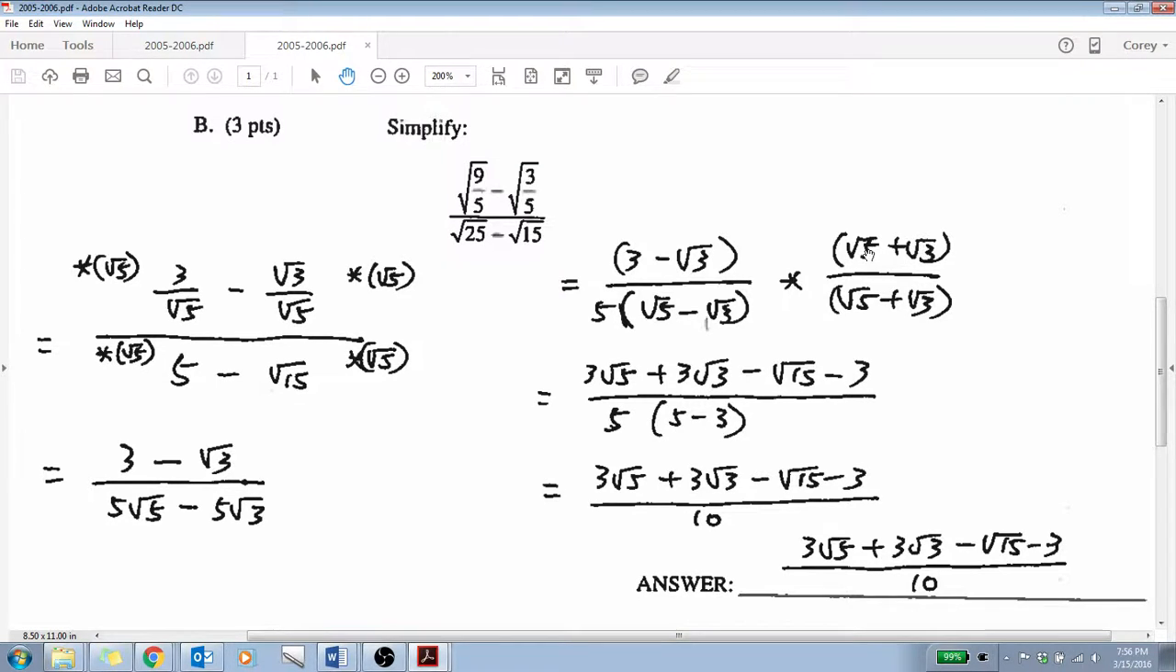So I'm trusting that you know how to multiply radicals. You'd have to FOIL the numerator and FOIL the denominator. So what I have is going to be this expression right underneath here. I'm not going to take the time to explain how to do all that. But notice now the denominator, I have 5 times 5 minus 3, which is going to be 10. And so I have no more radicals in the denominator. And so this right here is going to be my final solution. 3 square root of 5 plus 3 square root of 3 minus square root of 15 minus 3, all that over 10.